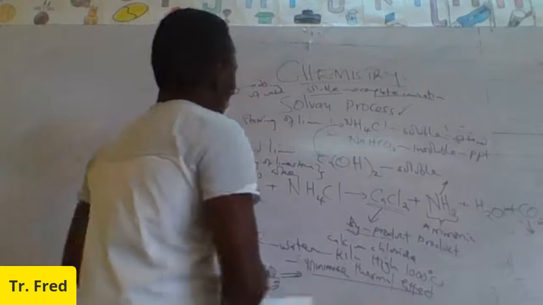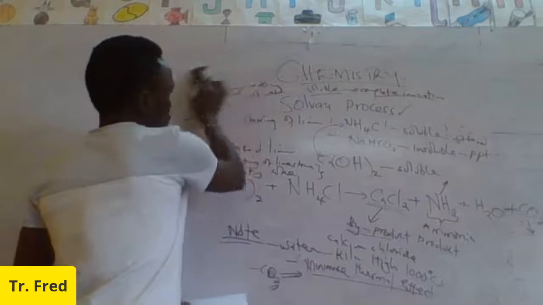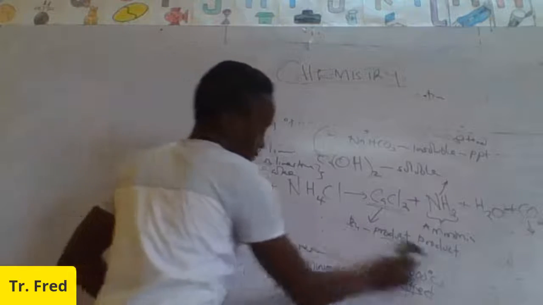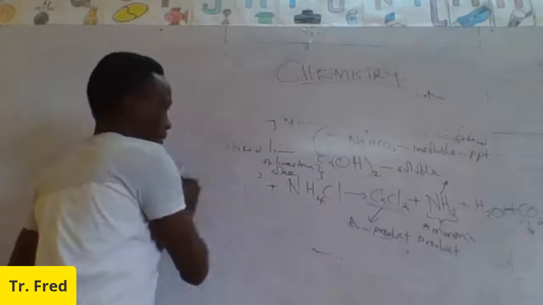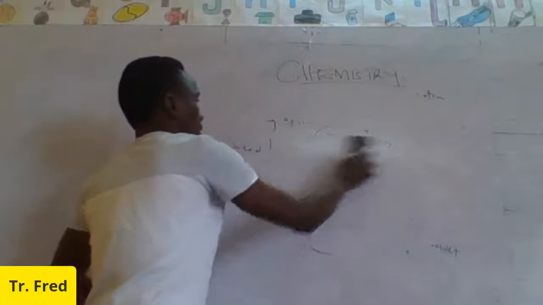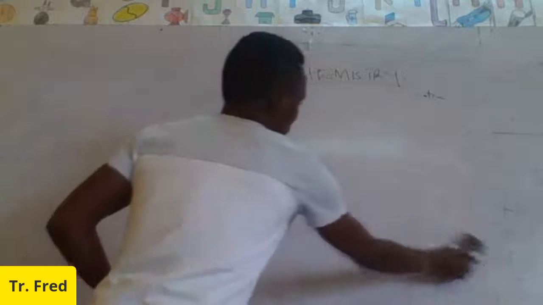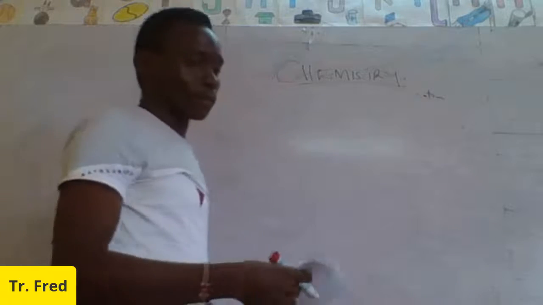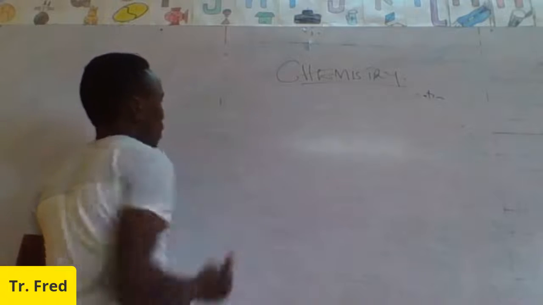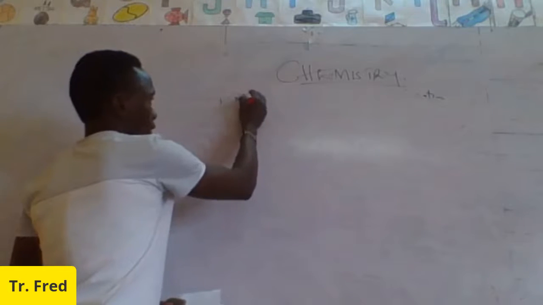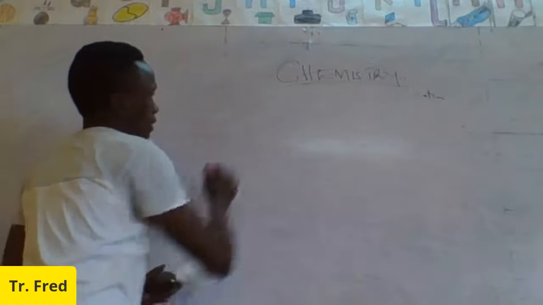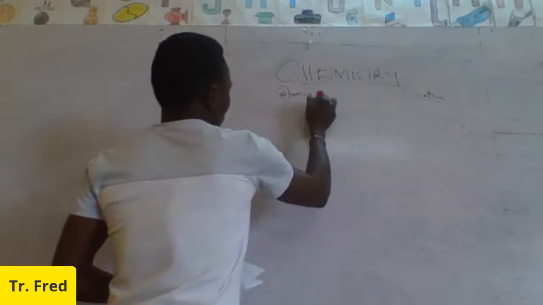So, to summarize the whole process, you only need to go through the main processes that are involved, as I've just explained above, so that we can go on to the final process of getting our ammonia gas. You can simply summarize the process, and you can call it number one. This is the Solvay process.